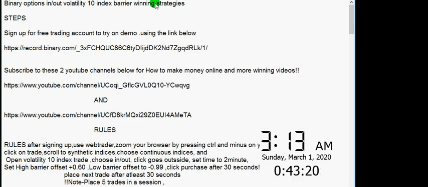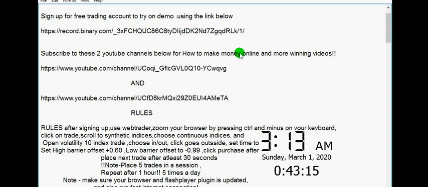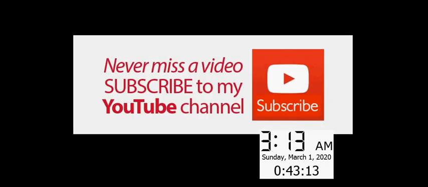So these are the rules for this second strategy. We'll be trading volatility 10 index in and out, goes outside. So these are the rules.